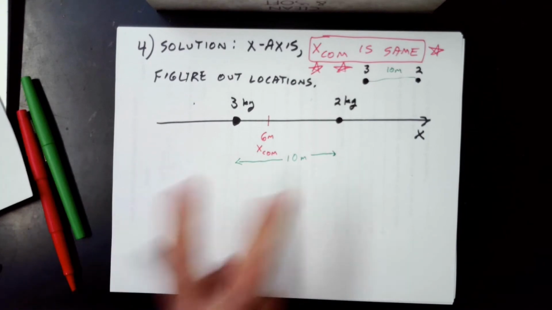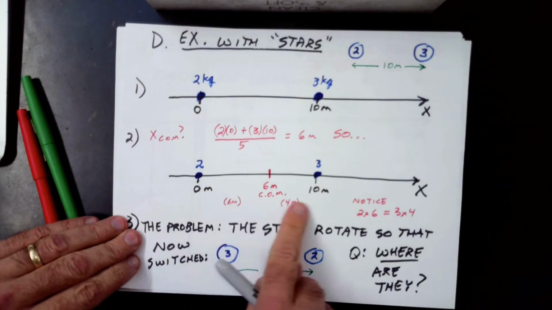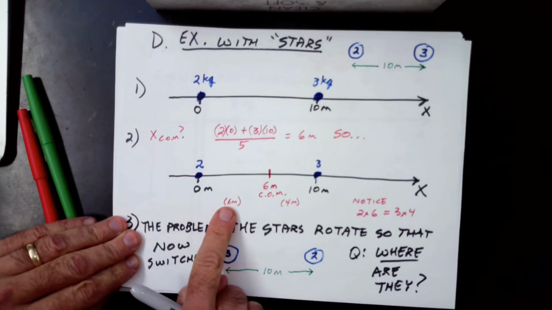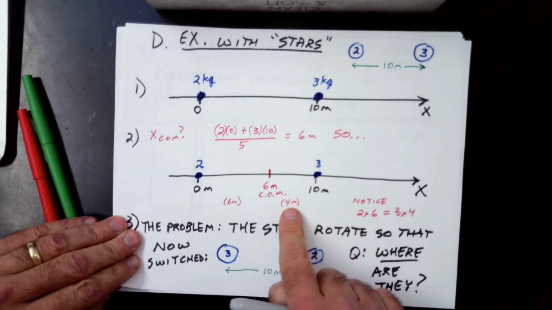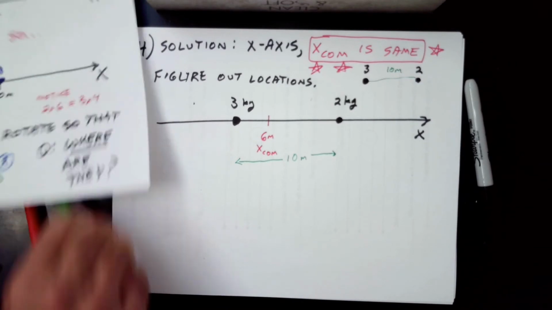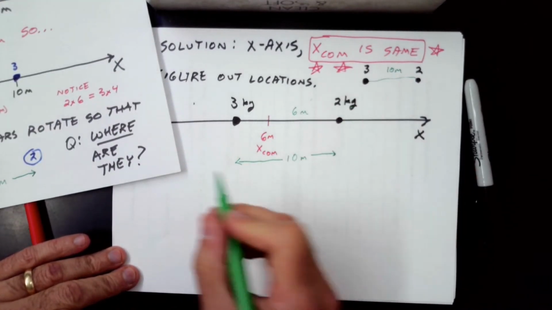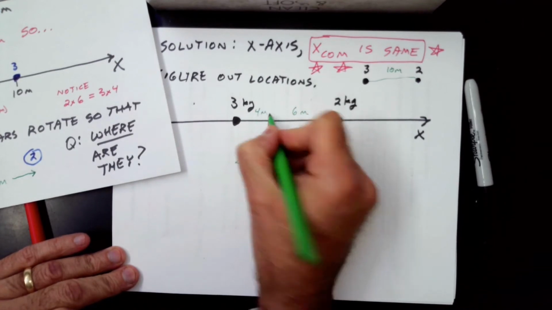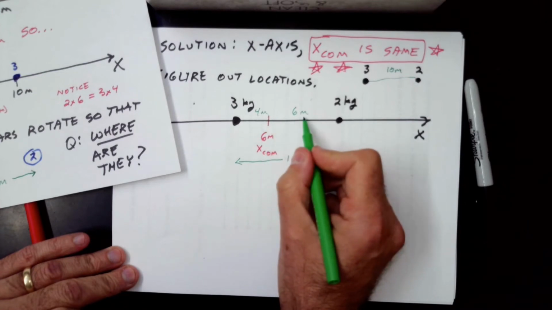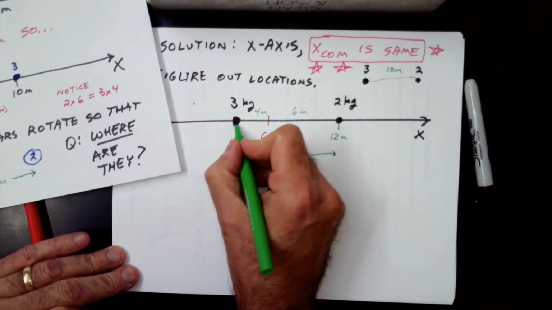And for this type of simple problem where all they've done is switch places, it's easy to go back to your original picture and see, oh, the smaller one has to be 6 meters away from the center of mass, and the bigger one has to be 4 meters away, and then you just write the same numbers in. So this is 6 for the location of the center mass plus 6 more. So this has to be at the 12 meter mark. And this is at the 2 meter mark.